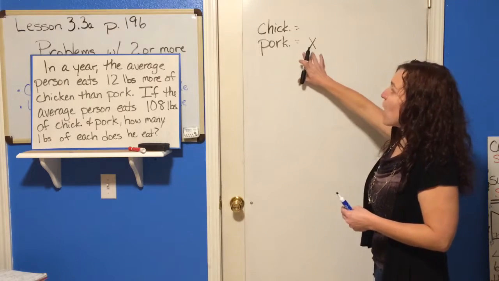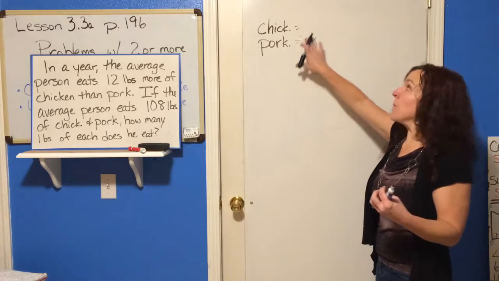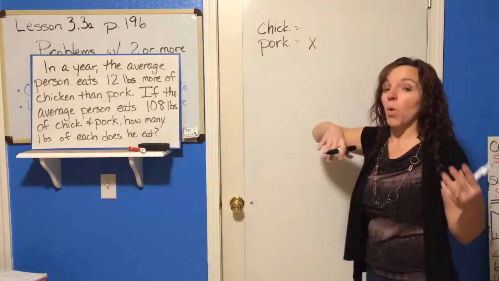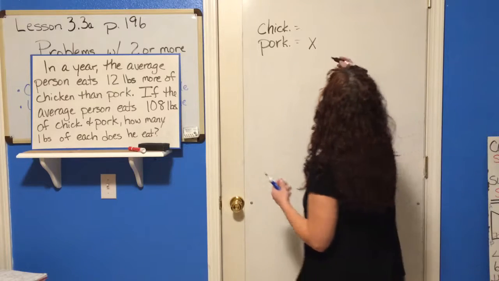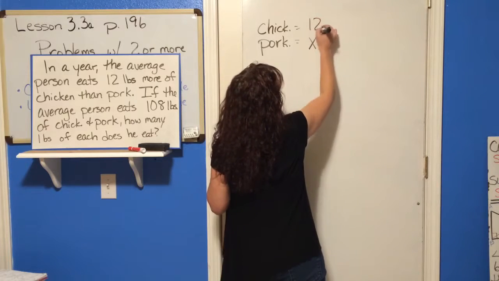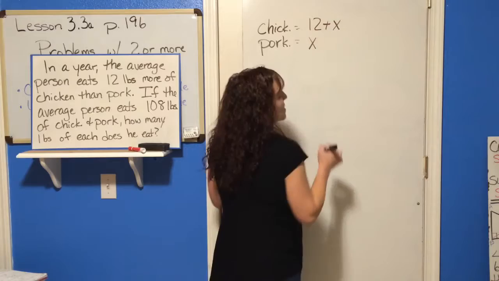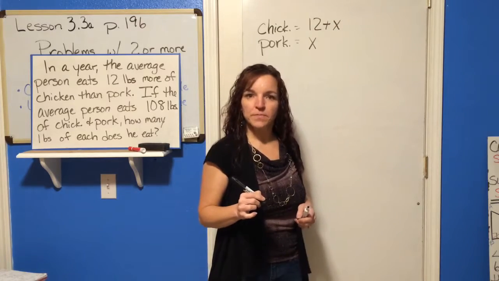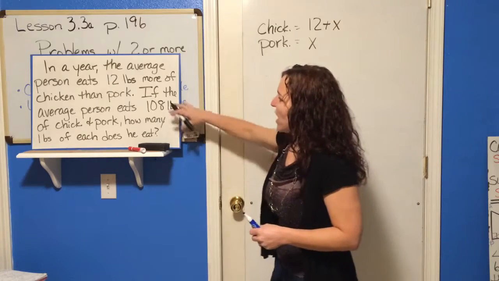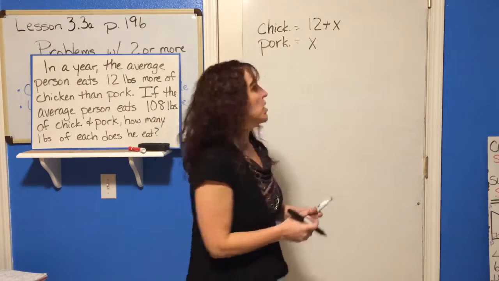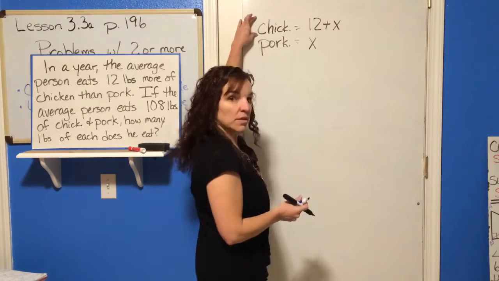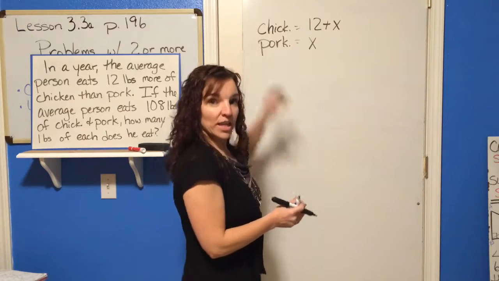So if we're starting out with the pork, chicken is going to be 12 pounds more. And remember, more is the same as adding. So we're going to have 12 pounds plus x is the amount of chicken. So now, if the average person eats 108 pounds of chicken and pork, that means the amount of chicken plus the amount of pork is going to equal your 108.